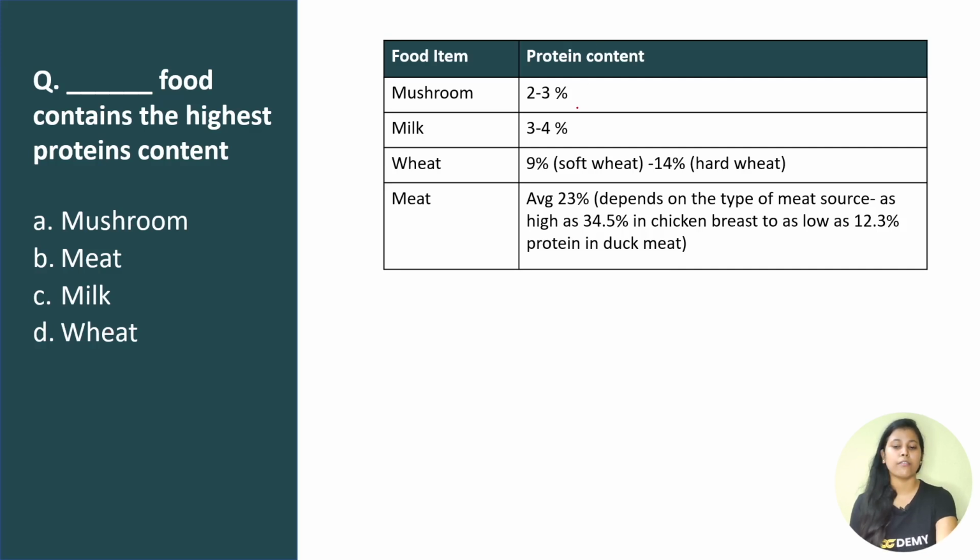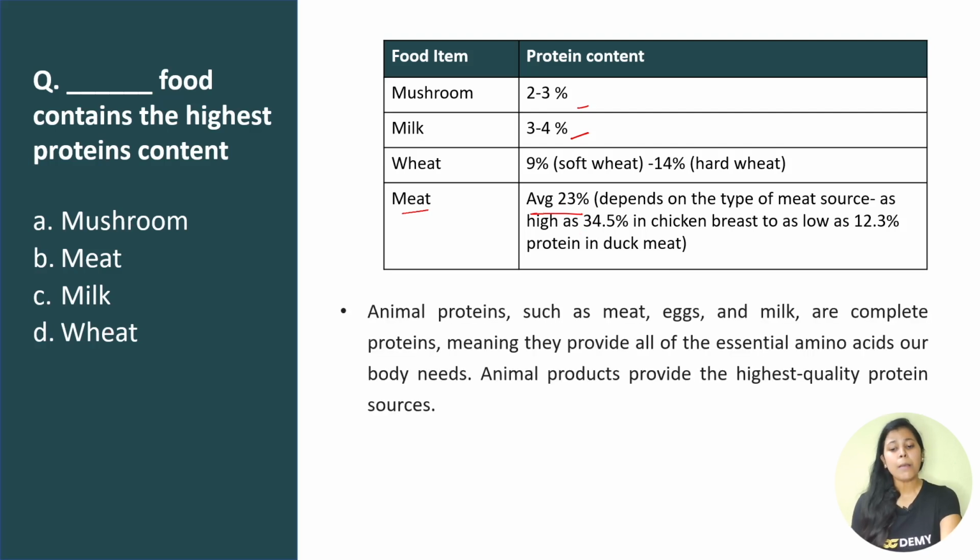If you see, in mushrooms we have about 2 to 3%. In milk, 3 to 4%. In wheat, again depending upon the variety of the wheat, if it is soft wheat, it will be 9%. If it is hard wheat, it is about 13 to 14%. In meat, again depending upon the type of the meat or which animal the meat has been procured from, the protein content varies. On an average, we can say about 23% protein is there in the meat. So from this, I've got an idea that the highest protein content is there in the meat.